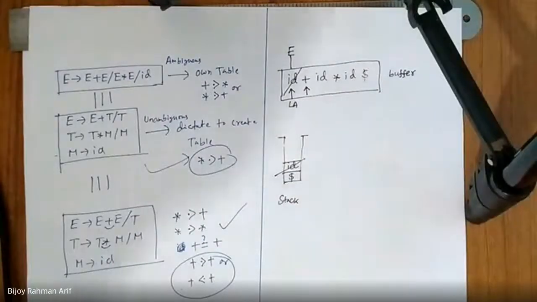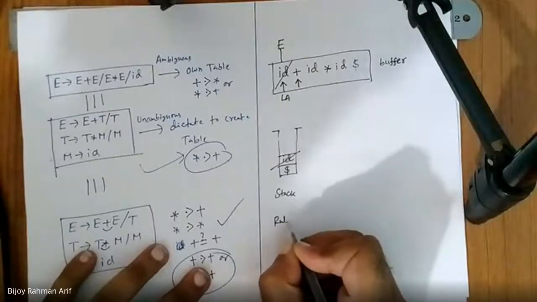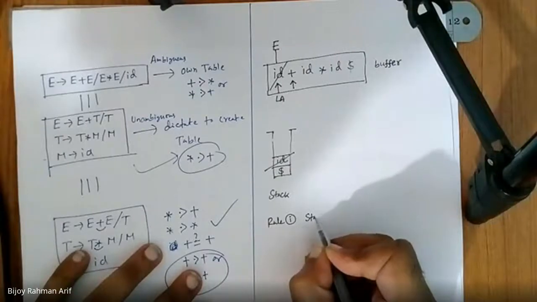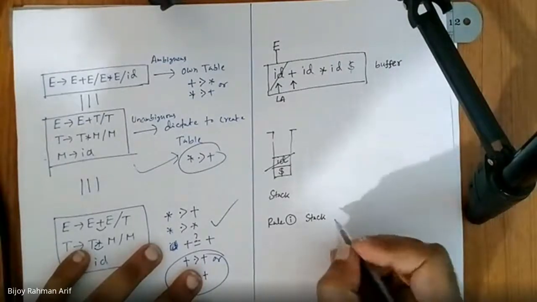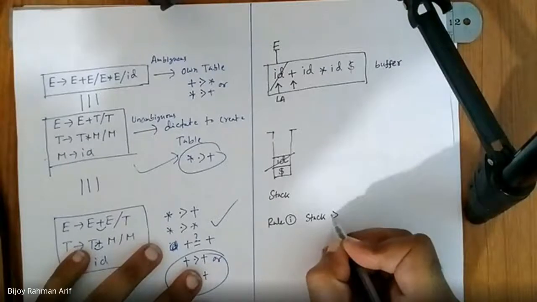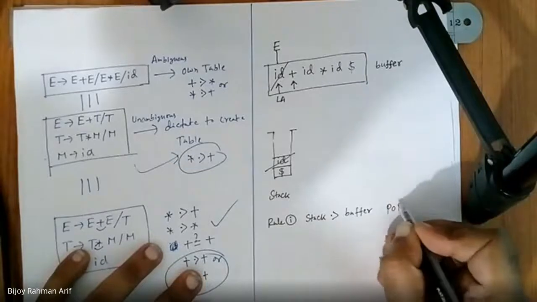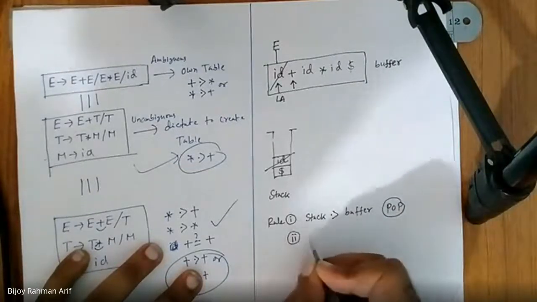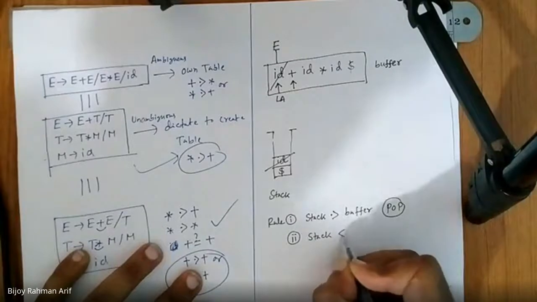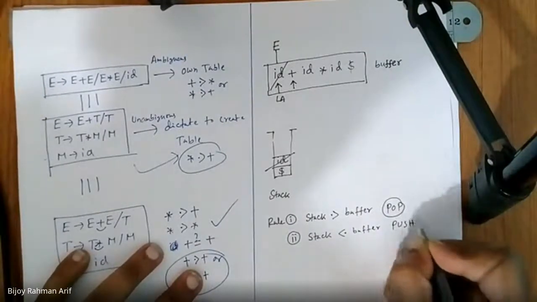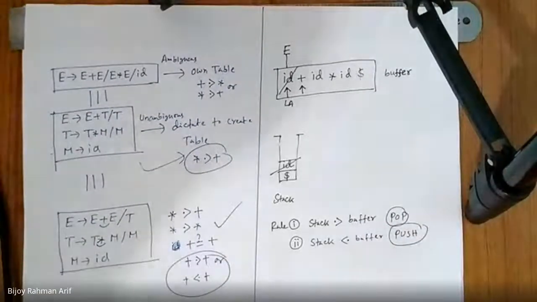So rule 1: stack greater than buffer, pop. Rule 2: stack smaller than buffer, push. Is it clear to you guys? Now let's go back again.